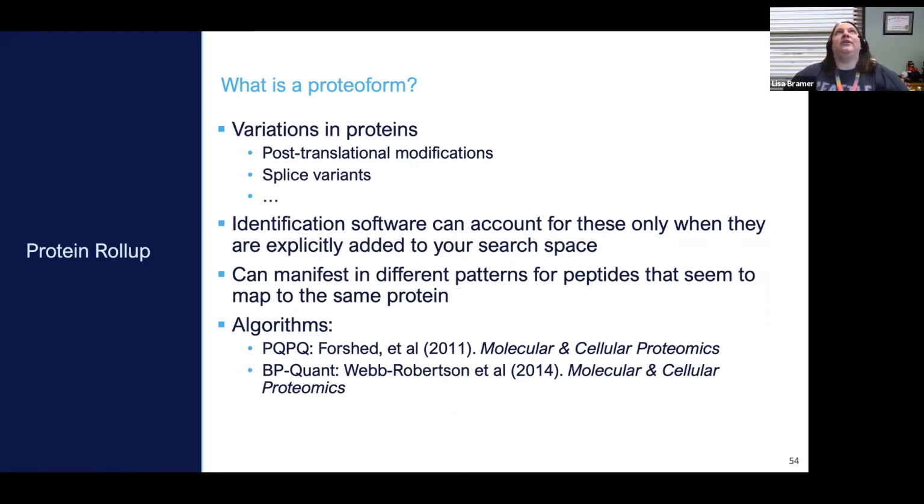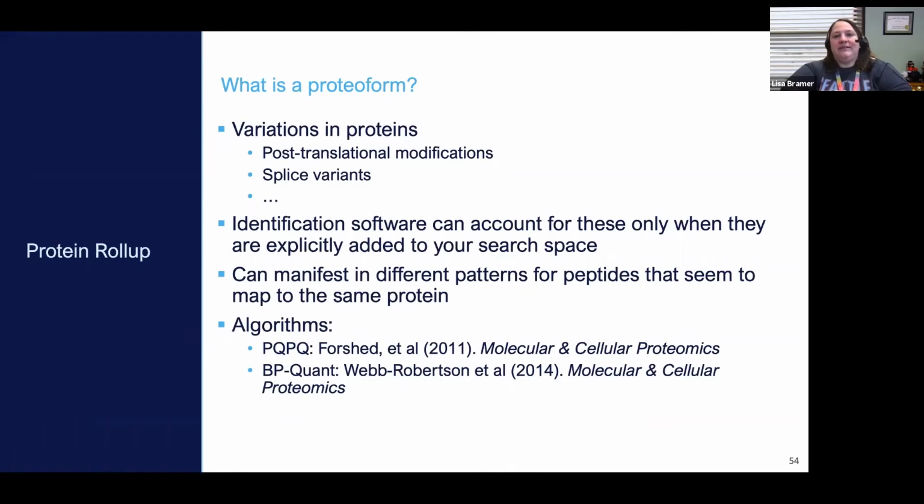We mentioned earlier that you may not want to directly do this if you have redundant or degenerate peptides in your data set. And the other issue that you may face is you may have proteoforms, or you might hear them referred to as isoforms. These are just variations in proteins, which can be due to post-translational modifications, splice variants.